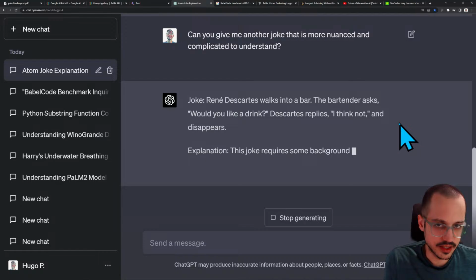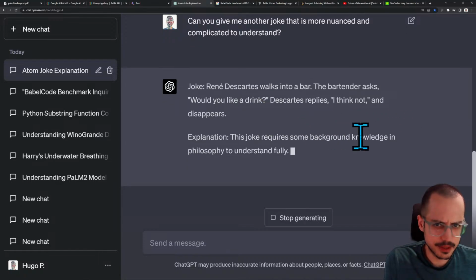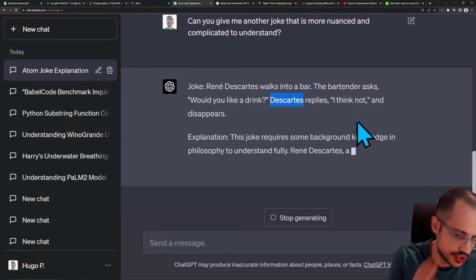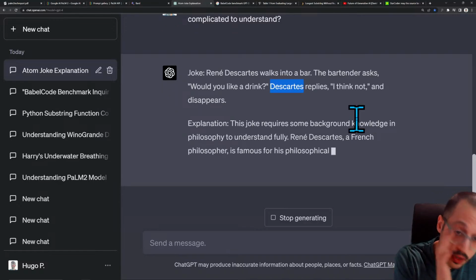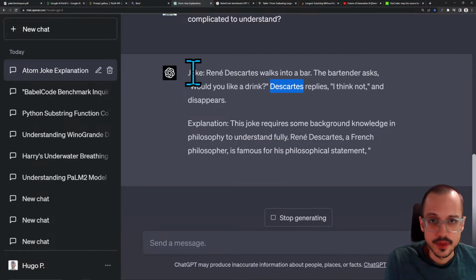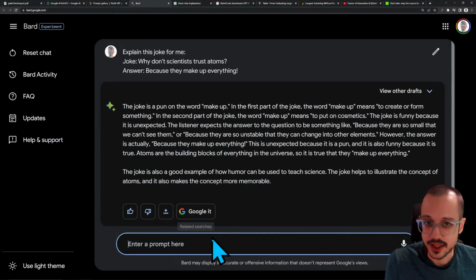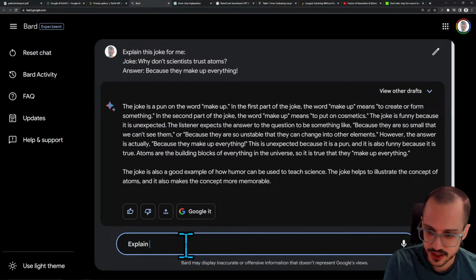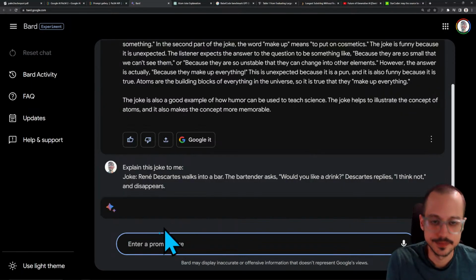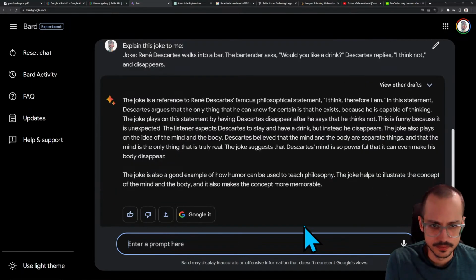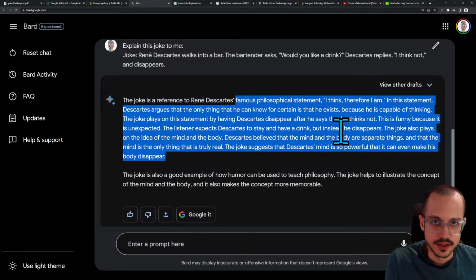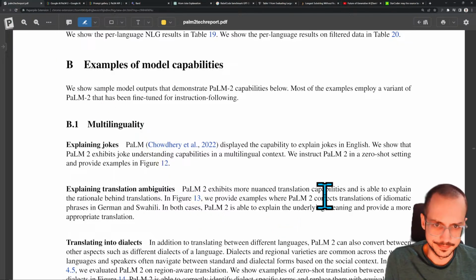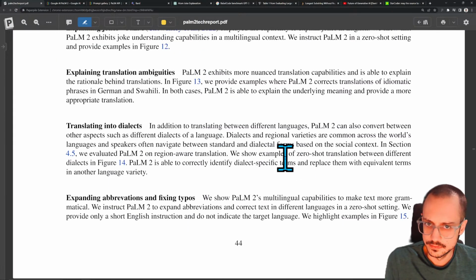So Descartes is the I am because I think, or I think because I am, or something like that. He was an old French kind of philosopher type dude. So let's see if Bard gets this one. This one seems also easy. Explain this joke to me. Yeah, okay. Joke explaining is easy. Coding is hard.